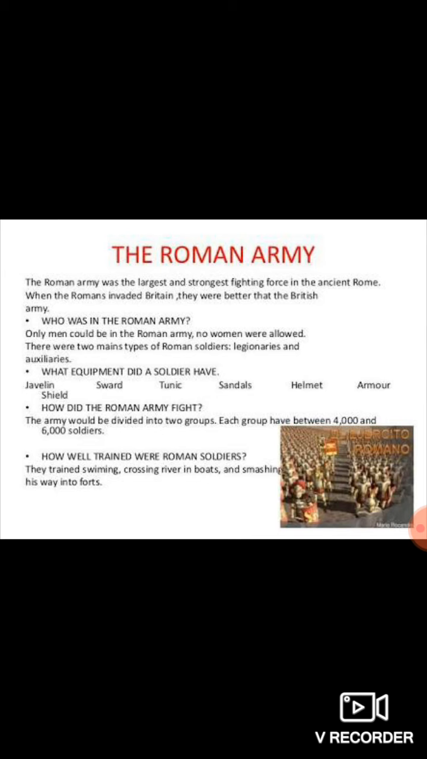How did the Roman army fight? The army would be divided into two groups. Each group had between 4,000 and 6,000 soldiers. How well trained were Roman soldiers? They trained in swimming, crossing rivers in boats, and smashing their way into forts.